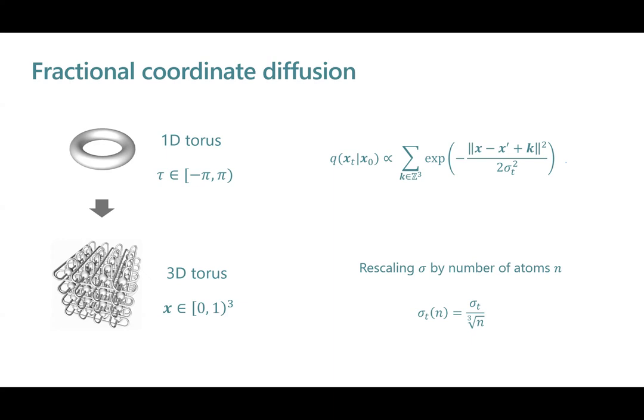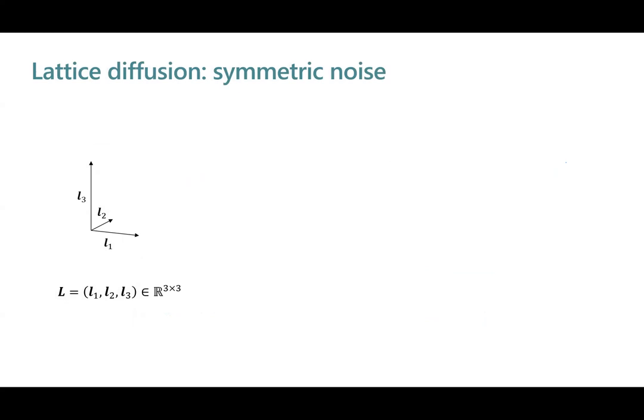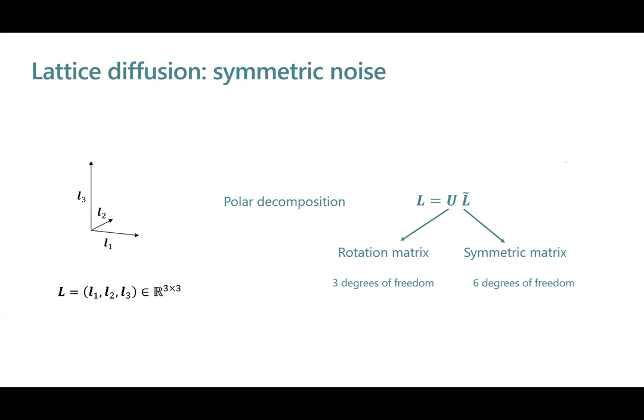So finally, let me talk about lattice diffusion, which is a diffusion of these three lattice vectors. Here, the key thing we hope to capture is that we wanted to remove an additional rotation degree of freedom, because you can imagine if you rotate the entire crystal together with these three lattice vectors, then the entire crystal will not change. To get rid of this rotational invariance, what we did is a polar decomposition, which decomposes lattice vectors into a rotation matrix and a symmetric matrix, and we only do diffusion in this symmetric matrix.